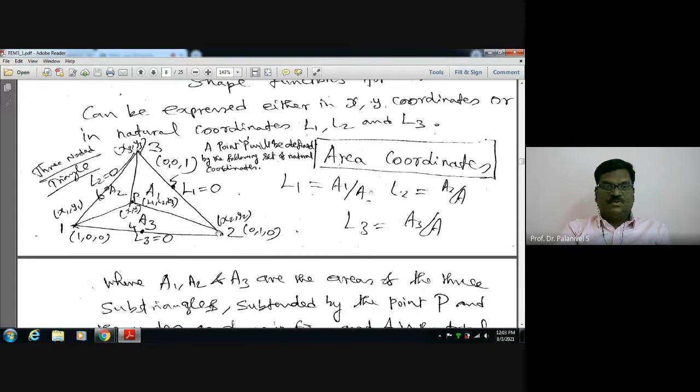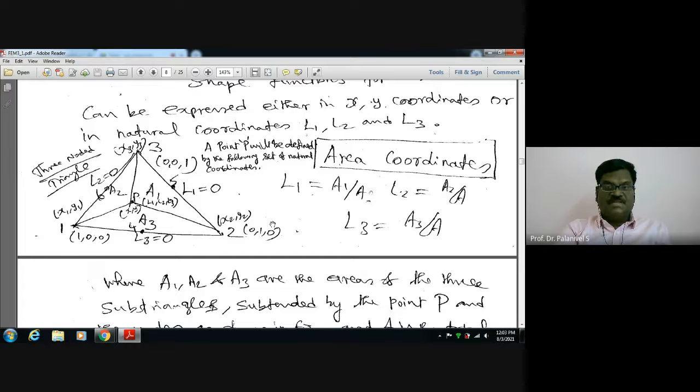Next, we come to node 2. Move this point P to node 2. What will happen? This area A1, A3 vanishes. Only A2 becomes A, isn't it? Therefore, L2 is equal to A2 by A, A by A, 1. Remaining A1, A3 vanish, I told you. That's why L1, L3 become 0. So 0, 1, 0 is the coordinates.